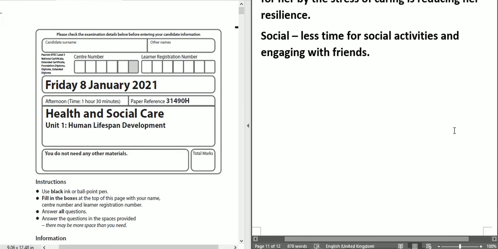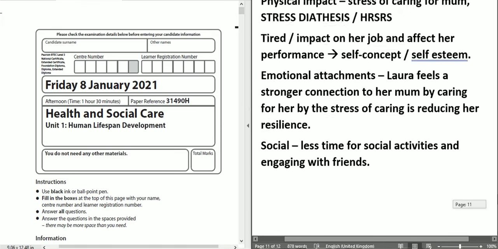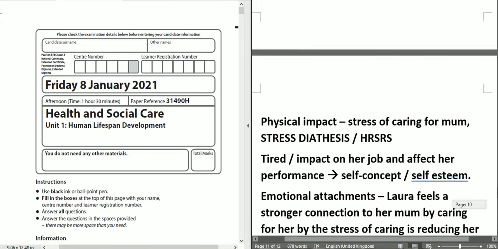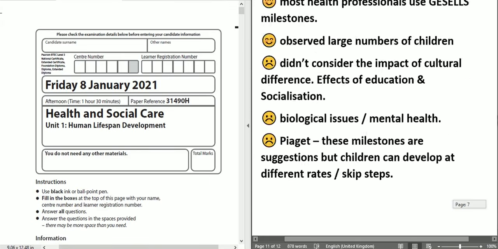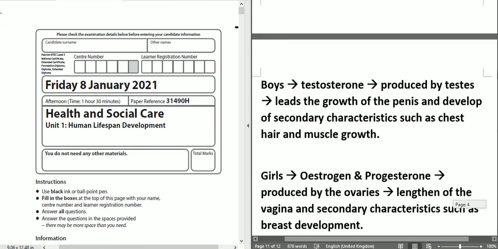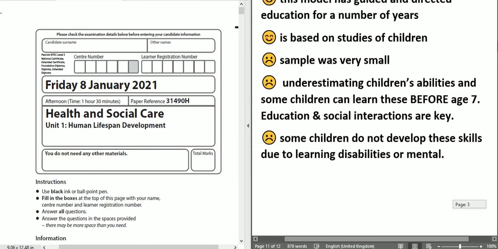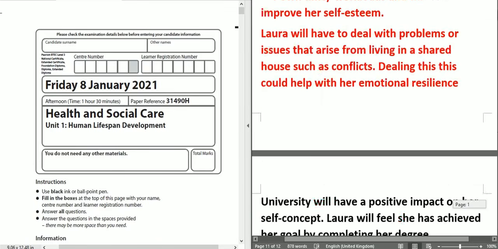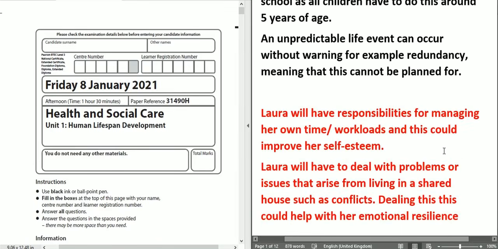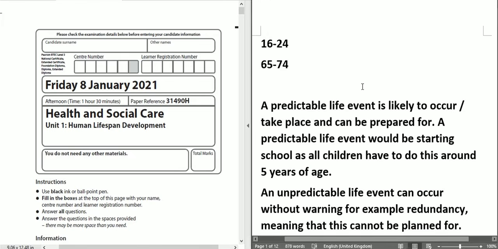So hopefully this has been of some help and some use. If the results and the mark schemes get published, I can always do a follow-up video looking at the answers I've produced here and checking them against the mark scheme. And I might even just do a short summary of whether I was on the right lines. There was only one question that I'm unsure about, which was about the responsibilities and how it would affect Laura's self-esteem of independence. So I might double check those, and then I can always follow that up.